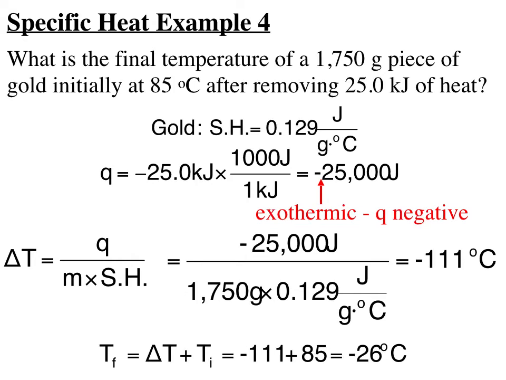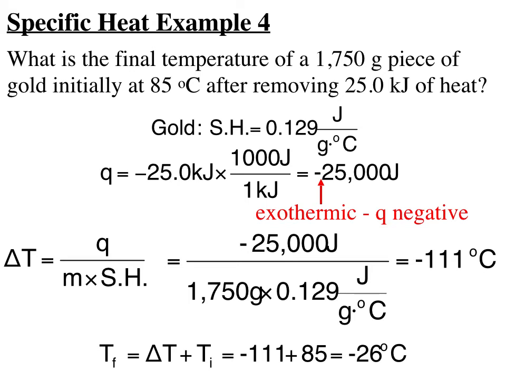One final example where I am now taking a piece of gold, a rather sizable chunk of gold, and I'm going to remove 25 kilojoules of heat. So I would first need to know the specific heat of gold, and notice that it is being expressed in joule per gram per degree C, and I was given my heat removed in kilojoules, so I have to convert my kilojoules to joules by multiplying by 1,000.